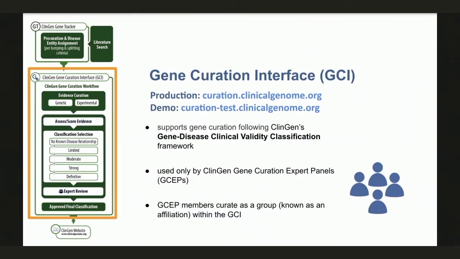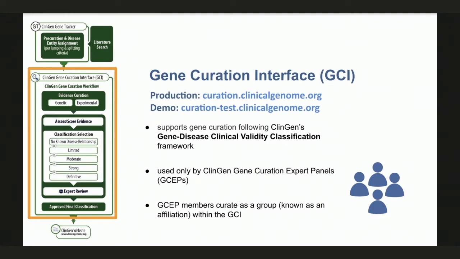The Gene Curation Interface, the GCI, is on the same platform, as Christine said, as the VCI at curation.clinicalgenome.org. It was developed to support the ClinGen gene curation process, as described in the Gene Disease Clinical Validity Classification Framework. We keep the GCI closely aligned with this framework. So, for instance, if a gene curation SOP update requires a new feature to support it, then we update the GCI accordingly. Following the framework, the GCI supports curators in curating genetic and experimental evidence. It allows them to assess and score that evidence, and then provide a classification for the validity of the gene disease pair. The classification is then expertly reviewed before being saved as the final approved classification, which ultimately gets published to the ClinGen website.